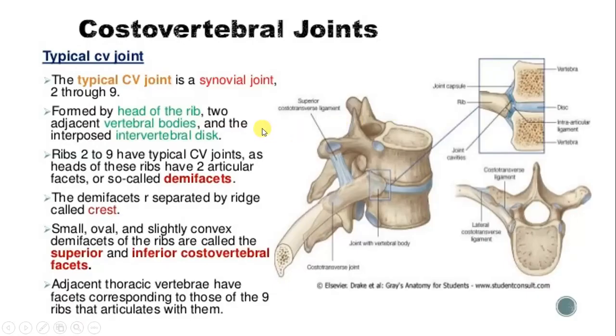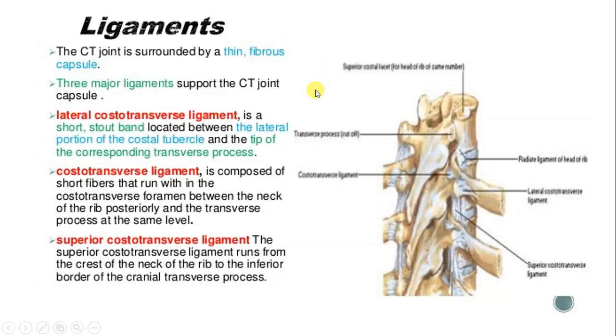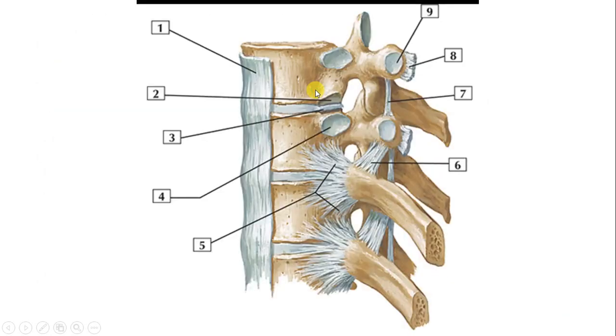So that we will see. Costovertebral joints. Now we see how the ribs make the joint with the vertebra. Then we will see the ligaments.